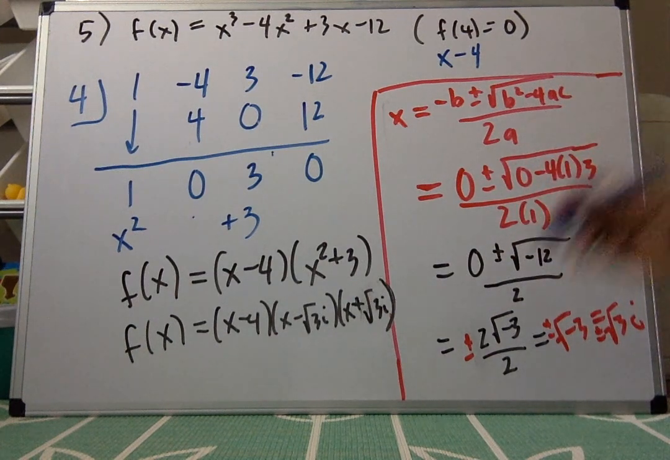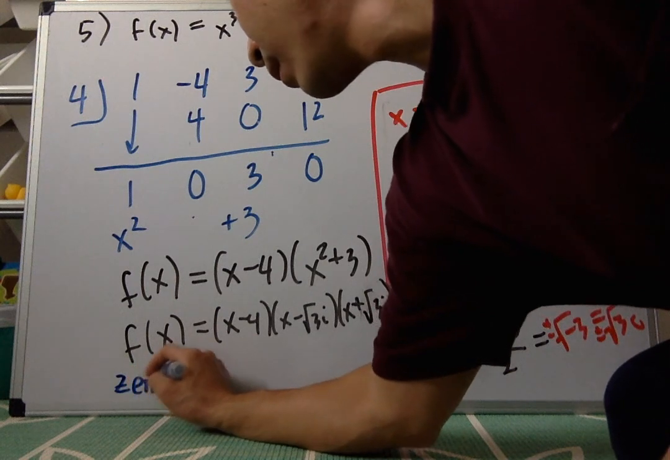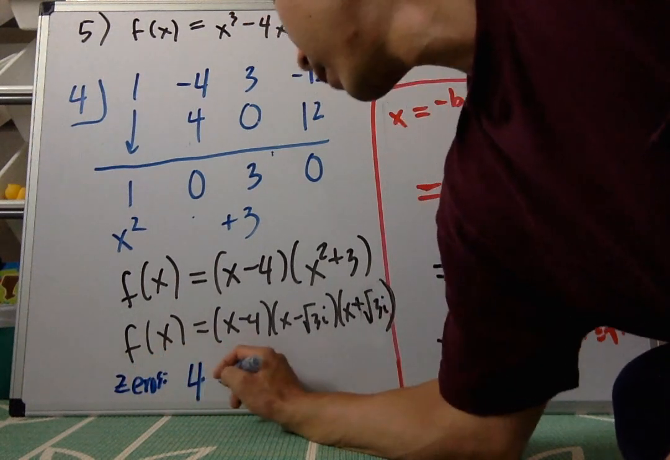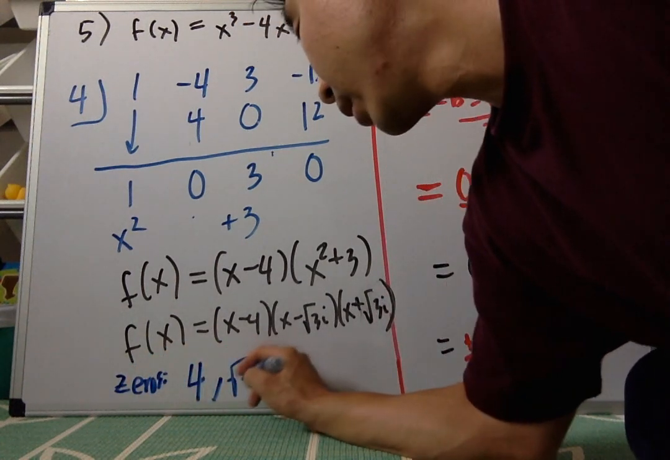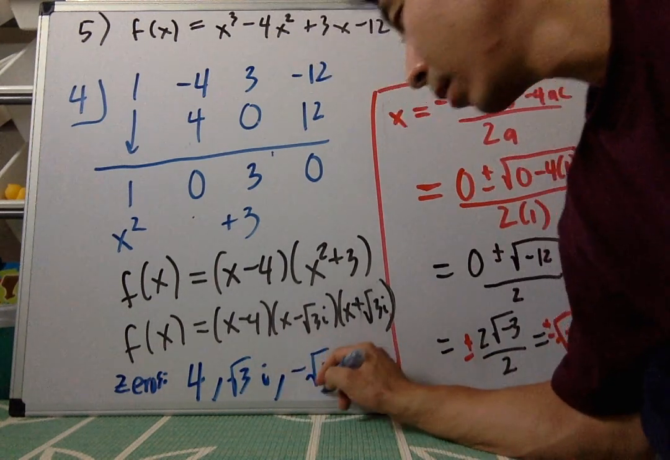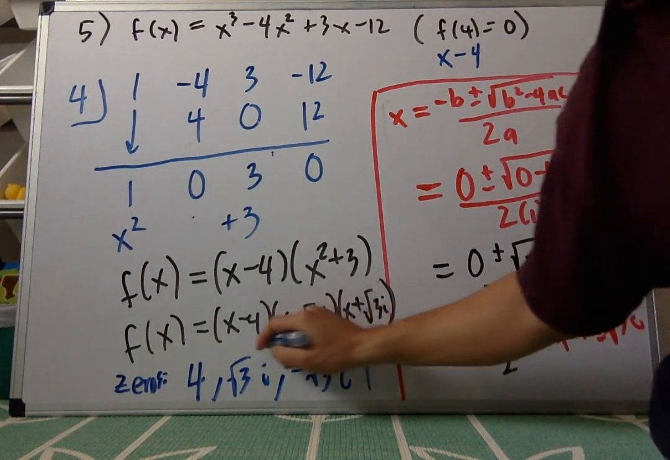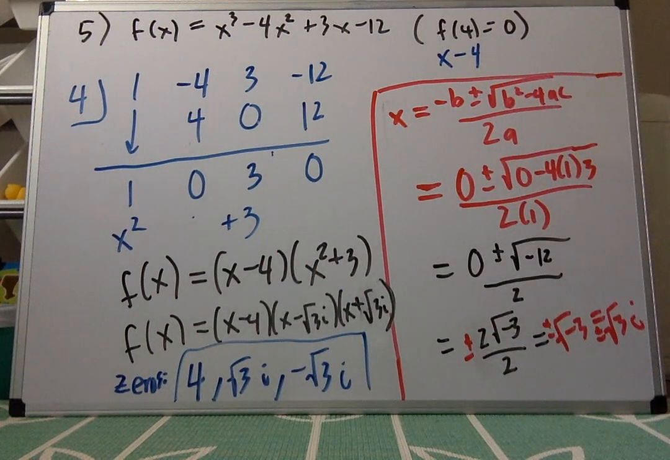So what are my zeros? Their multiplicities are 1. Zeros are 4, square root of 3 times i, and negative square root of 3 also times i. Here we go, right here. Those 3. Okay, I'm going to leave that for 1 second. You can pause the video if you want to see the whole thing.